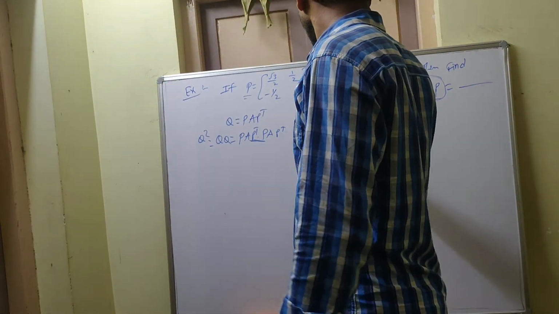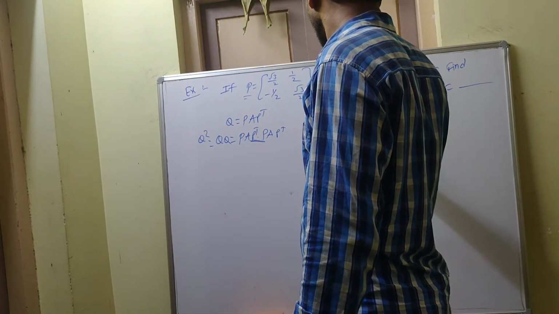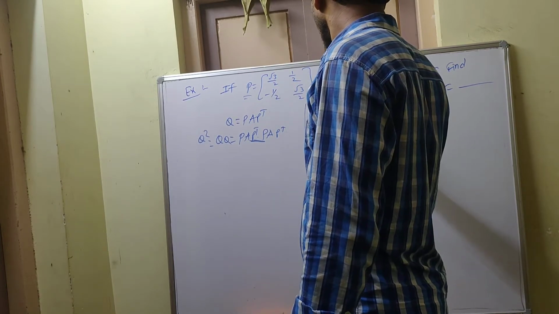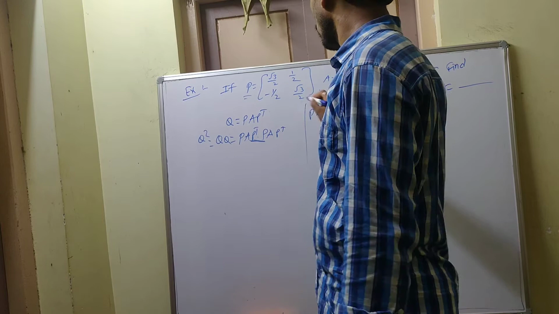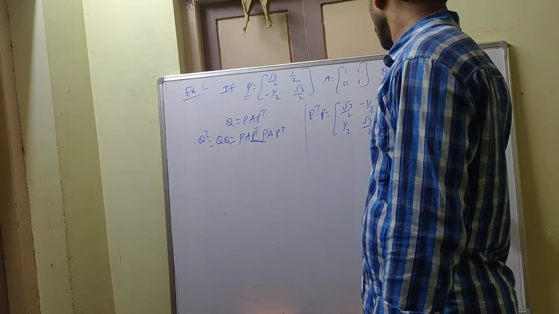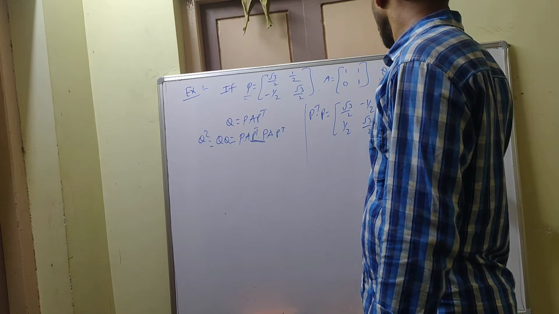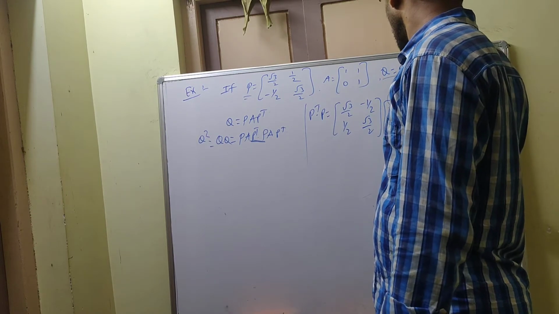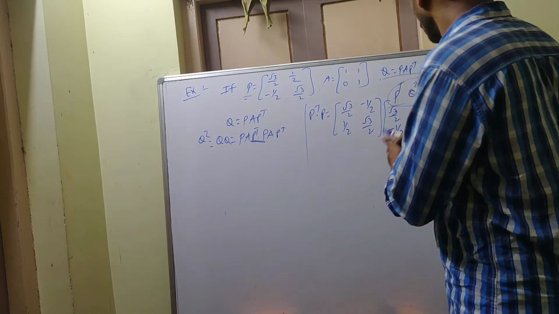See here, P transpose into P is equal to: P transpose is rows as columns, so [root 3 by 2, 1 by 2; minus 1 by 2, root 3 by 2], the second row as second column, into P, that means [root 3 by 2, 1 by 2; minus 1 by 2, root 3 by 2].